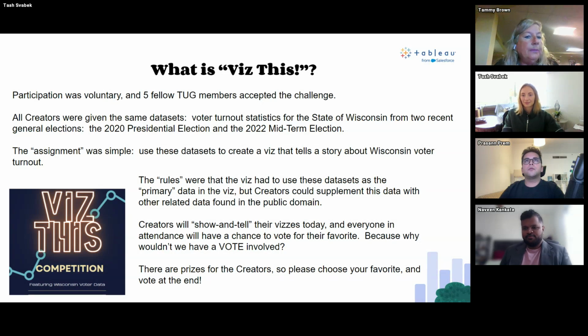The assignment was simple. It was just to take these data sets to create a viz and tell a story about Wisconsin voter turnout. The only rules were that the viz had to use these data sets as the primary data, but creators could supplement the data with other related data found in the public domain. The creators will show and tell their vizzes today, and everyone in attendance will have a chance to vote for their favorite. Because why wouldn't we have a vote involved? There are prizes for the creators, so please choose your favorite and vote at the end.